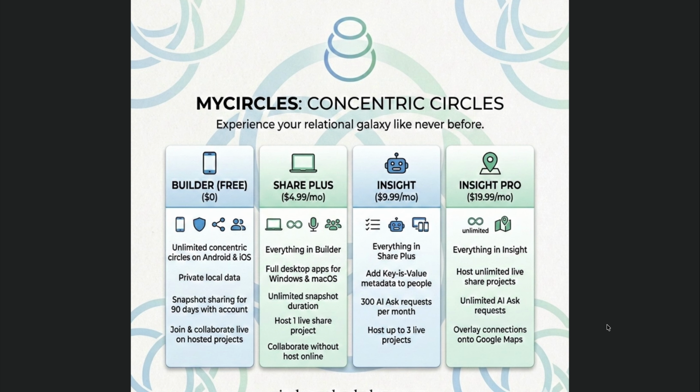I'm also doing a special tier. This is called the preview tier for just $5.99 a month. So it's $1 more than Share Plus. You get the attributes and you get 30 AI ask questions a month. That's about one question a day. And you can host a live share project.